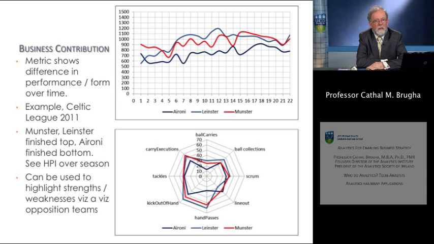In a way, that's more interesting, because what that does is it takes the scores and shows them in a structure. This is the structure of the 8 things that I talked about. And you can see ball collections, scrum, line out, hand passes, and so on. The scores, those shapes within that, further out is a high score, further in is a low score. So the team that is better is the one that has more further out. And you can see there's some overlaps.